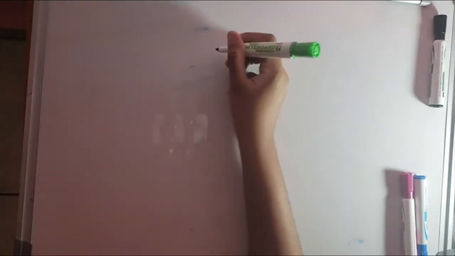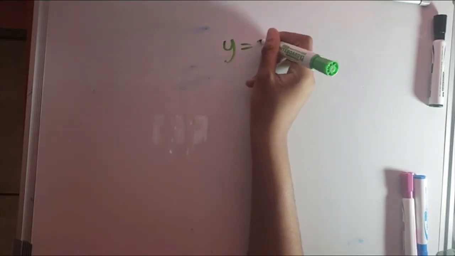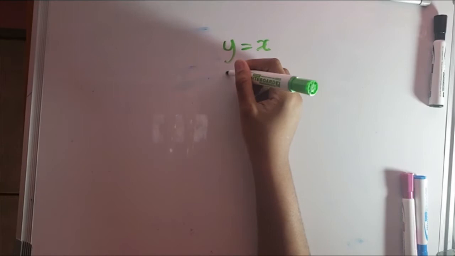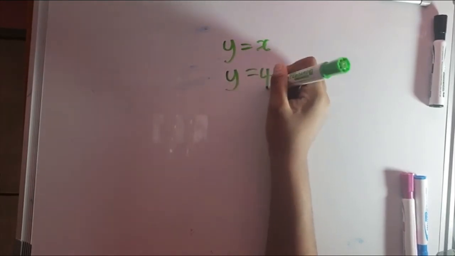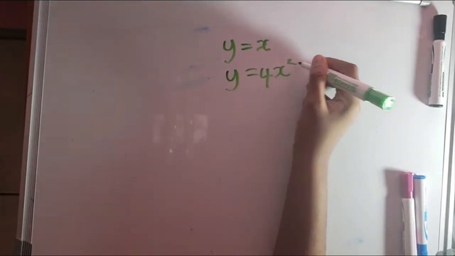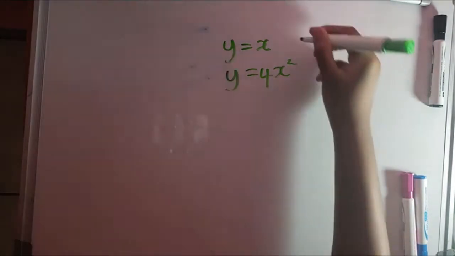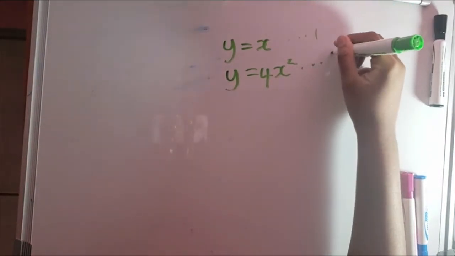Okay, so determine the two values of x that satisfy the equation y is equal to x, equation derived in the first part. So the first one is y is equal to x, and the other one would be y is equal to 4x squared. So I'm going to show you two ways that you can solve this problem. So I'm going to call this equation 1 and call this equation 2.